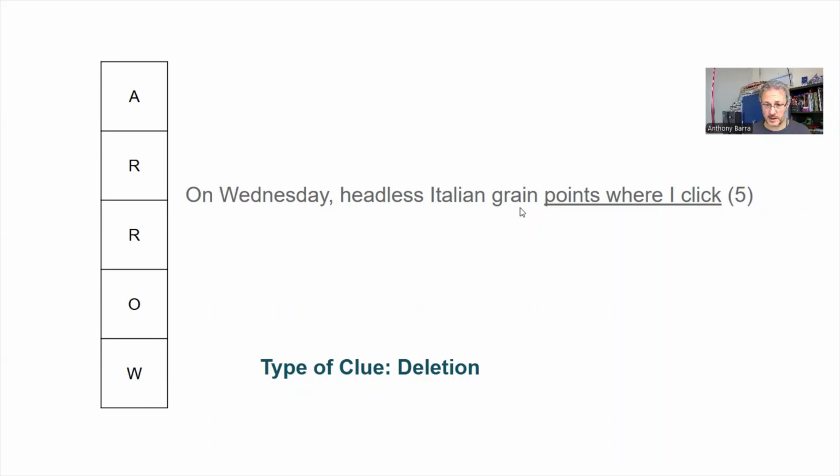Headless Italian grain is the rest of the wordplay. And farro, F-A-R-R-O, is an Italian grain. But if it's headless, we could take the first letter of the word farro off, and then we get arrow on top of W, equaling a word that also means points where I click. And you could see my mouse on the screen, the arrow doing just that.